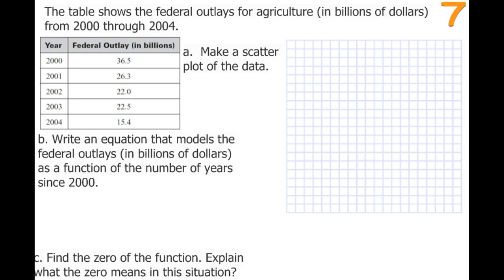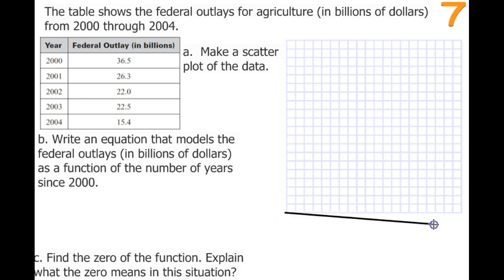Last question. The table shows the federal outlays for agriculture in billions of dollars. So it's talking about money, from the year 2000 through the year 2004. First, let's make a scatter plot.